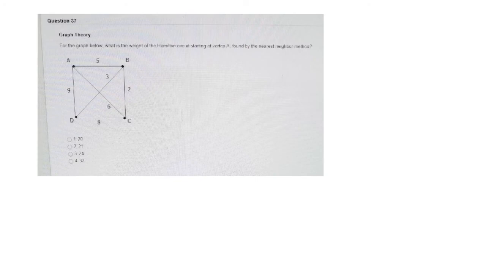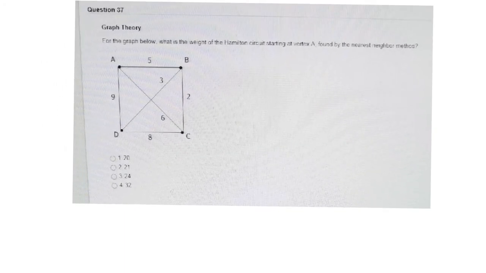For the graph below, what is the weight of the Hamilton circuit starting at vertex A found by the nearest neighbor method? So Hamilton circuit is when you're not really focusing so much on hitting every edge exactly once. That would be more of an Euler scenario. The Hamilton scenario is when you're more concerned with hitting every vertex exactly once. So it's kind of like being a paperboy and making sure you go to every house without repeating the houses, right? And it is a circuit, so that means we got to start and end where we started.